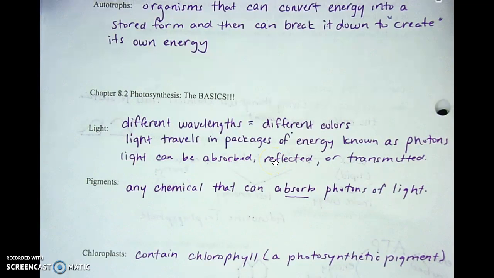Not all chemicals have the ability to absorb light. Things such as your hair, your skin, your clothes, they all contain pigments. And a pigment is just a chemical or molecule that can absorb photons of light. They can also reflect that light, and that's why we see the different colors that we see, because of pigments in them. One specific pigment that we're going to talk about is chlorophyll, and that's the photosynthetic pigment, so that's why we're really going to talk about it.